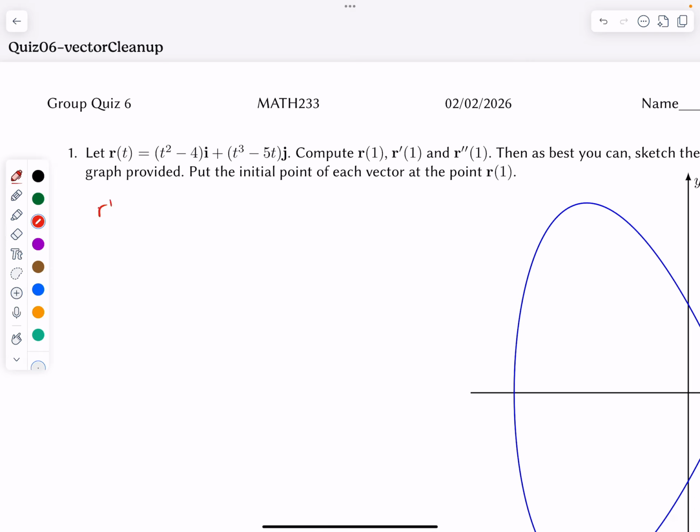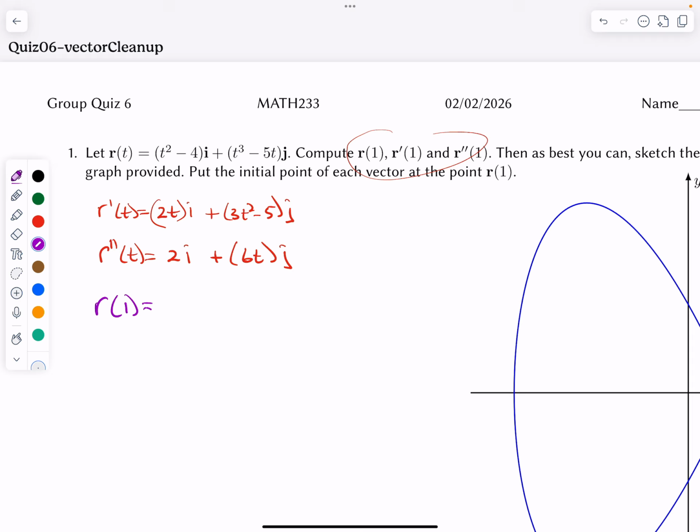You're just going to do r prime is going to be 2t times i, and then 3t squared minus 5 times j. And then the second derivative, also pretty straightforward, 6t times j. Now we're supposed to compute r of 1, r prime of 1, and so on. So r of 1, I'm just using this original function up there. It's going to be negative 3i minus 4j. So plug 1 into that, you'll get this, negative 3.